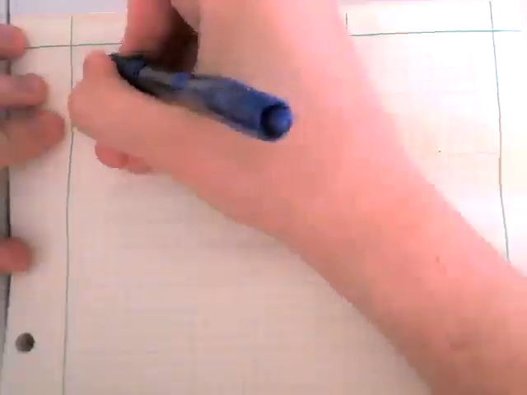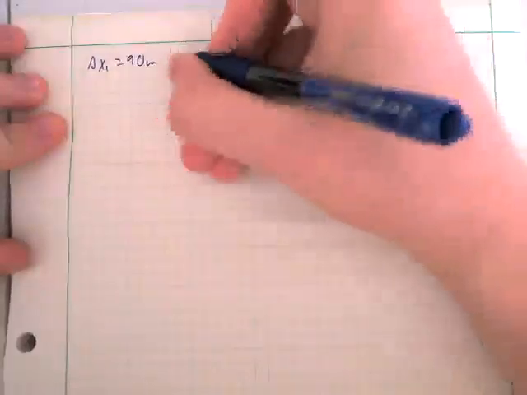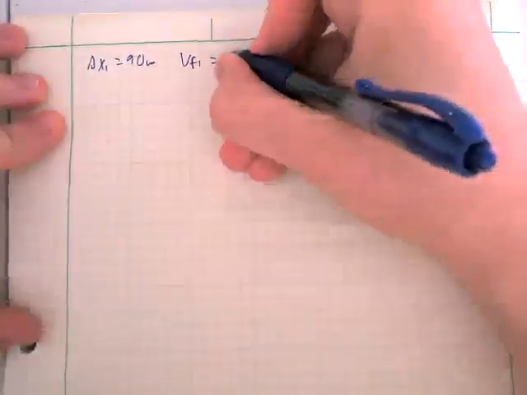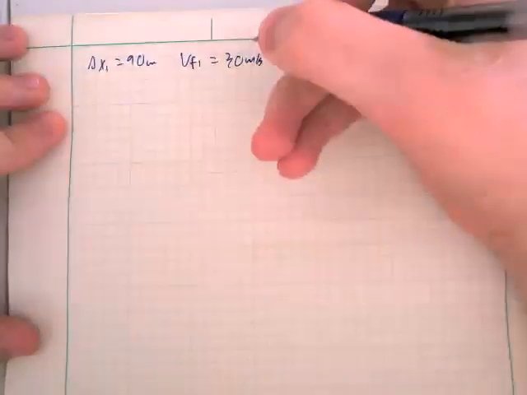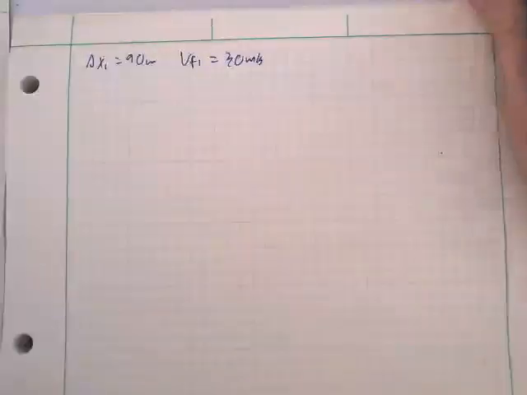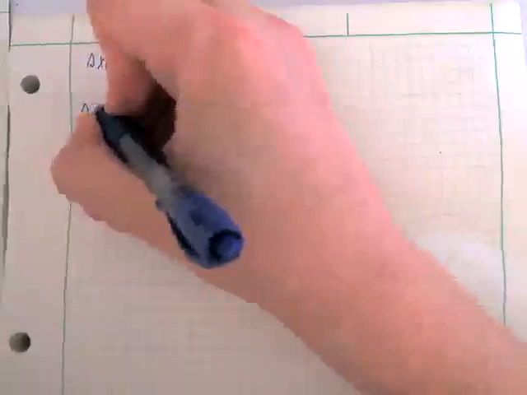All right, so then for part 2, what we know is delta x1 equals 90 meters, and we know that v final 1, this is an f, equals 30 meters per second. So these are the important pieces of information that we found from part 1. Let's go ahead and look at delta x2 then.